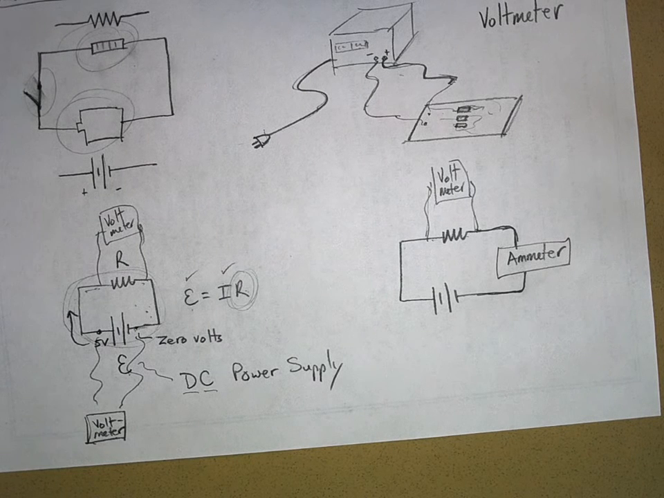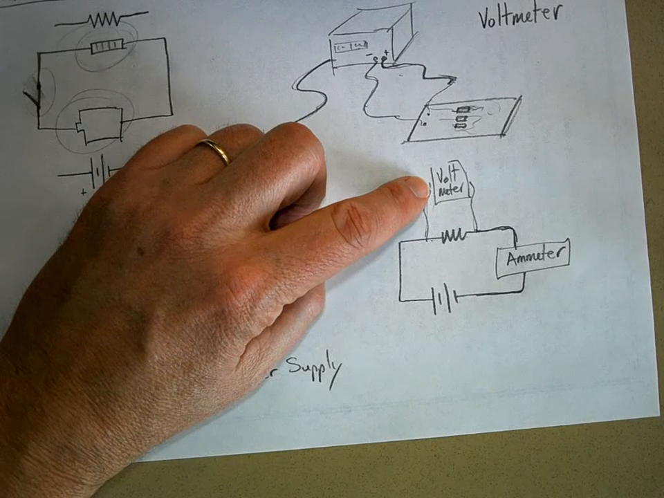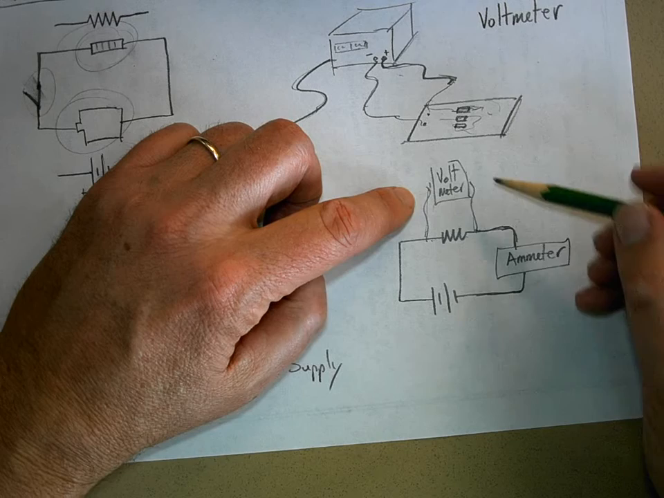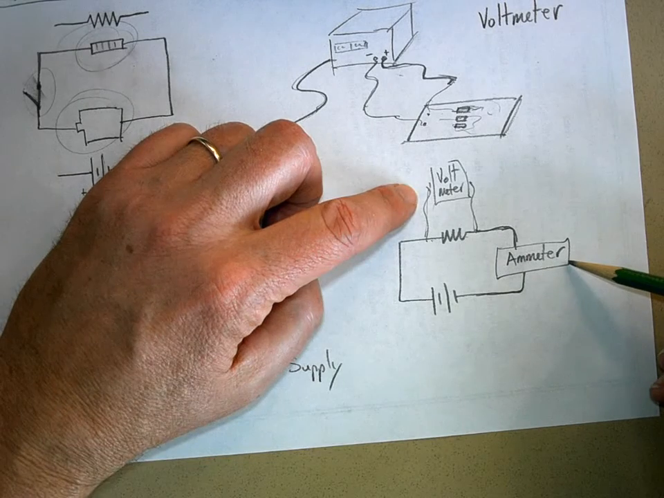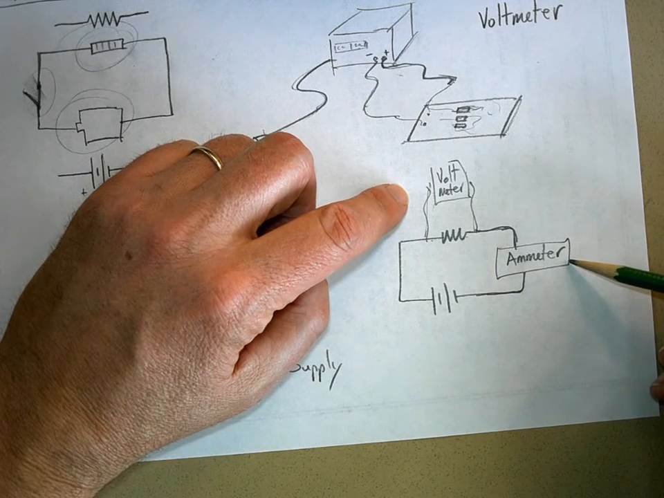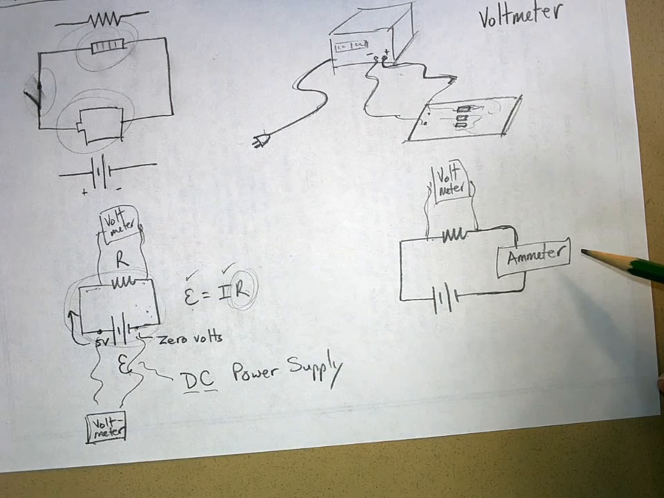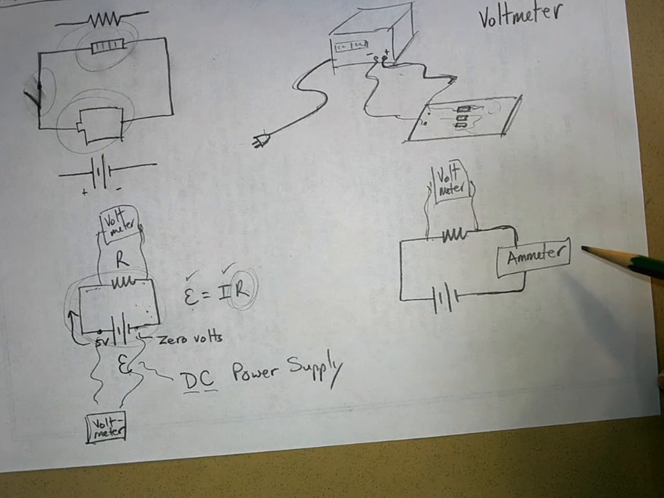Okay? And so what we're going to do is use a device that can measure both voltage and current at the same time. It's a very cool device. It's called a LabQuest, and I'll show you how to use that in just a minute.